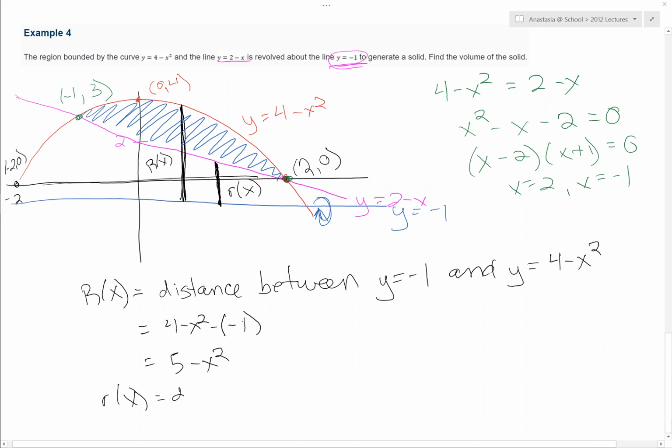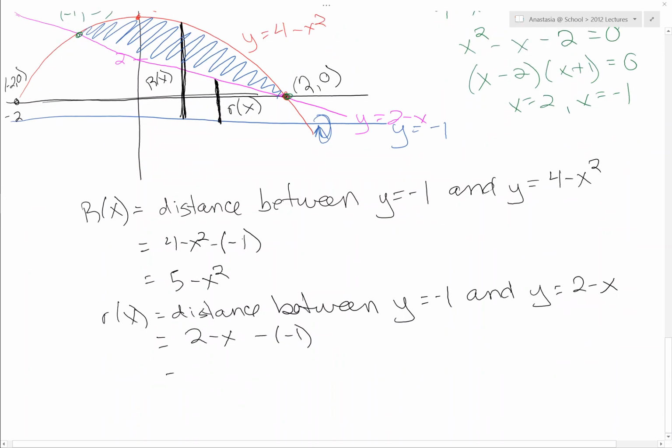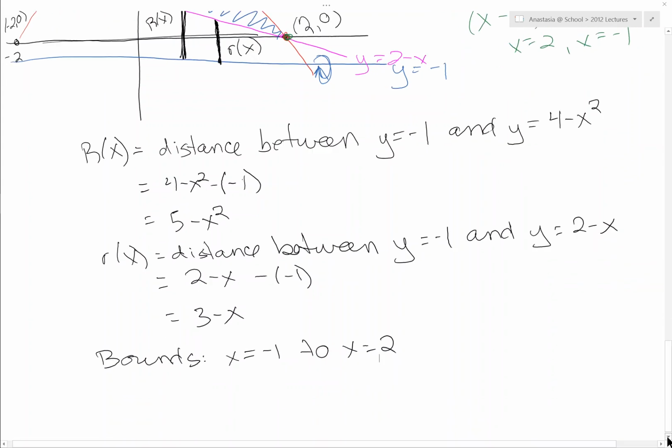Little r of x, in words, is the distance between our axis of revolution, y equals -1, and our straight line, y equals 2 minus x. Again, we'll have top minus bottom, so it's 2 minus x minus -1, which gives us 3 minus x. And our bounds of integration: the smallest x value in this shaded region is over here at x equaling -1. Our largest x value is over here at x equals 2. So we're going to integrate from x equals -1 to x equals 2.